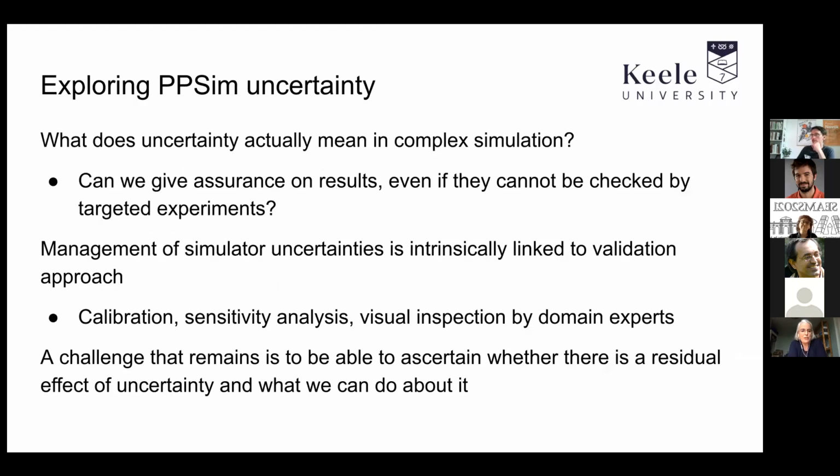To some extent, or to a large extent, it means, can we give assurance on our results, even though they can't be checked by targeted experiments? Can we, for example, give bounds of confidence on our results, or something that equates to bounds of confidence? How do we actually go about testing a complex system simulator, which is going to give different results for every variation of the random number seed, for example?